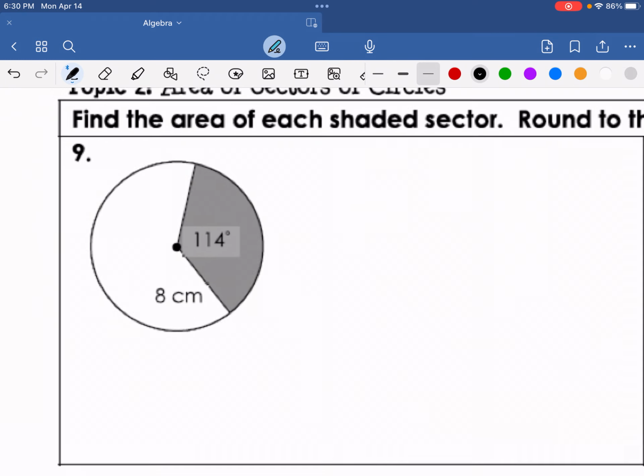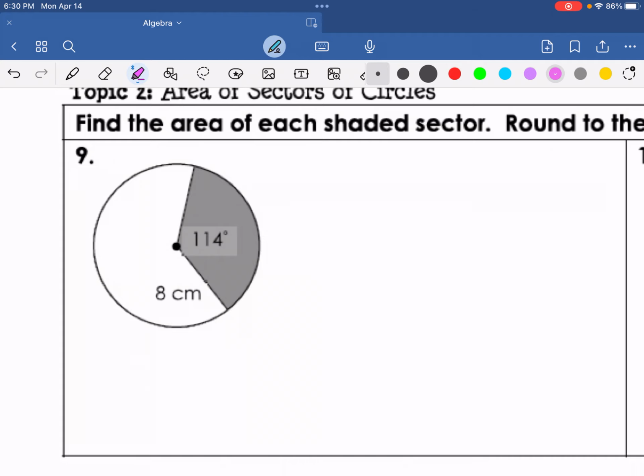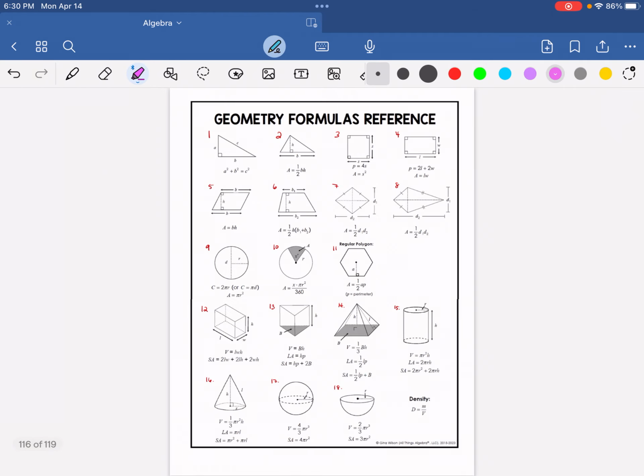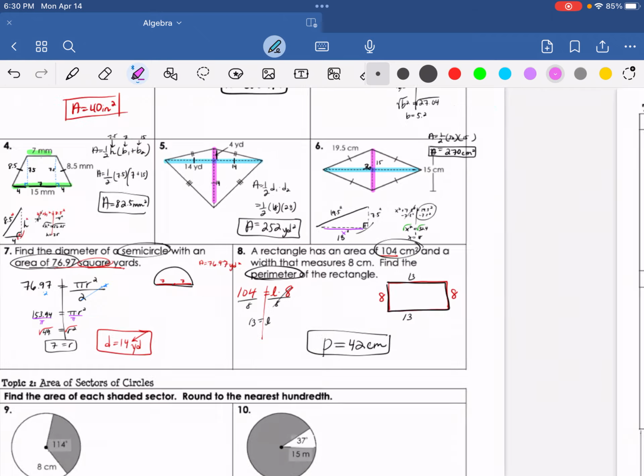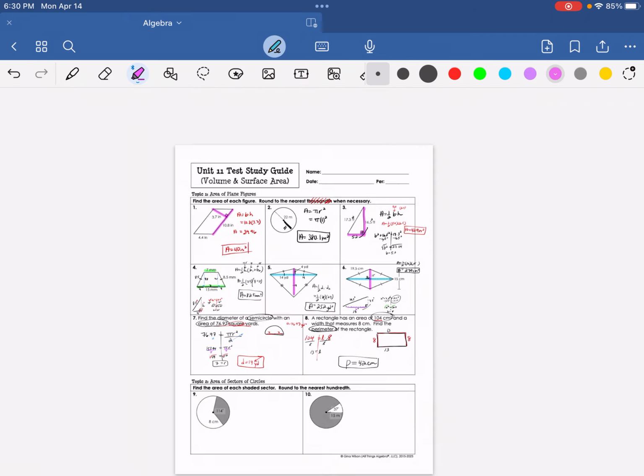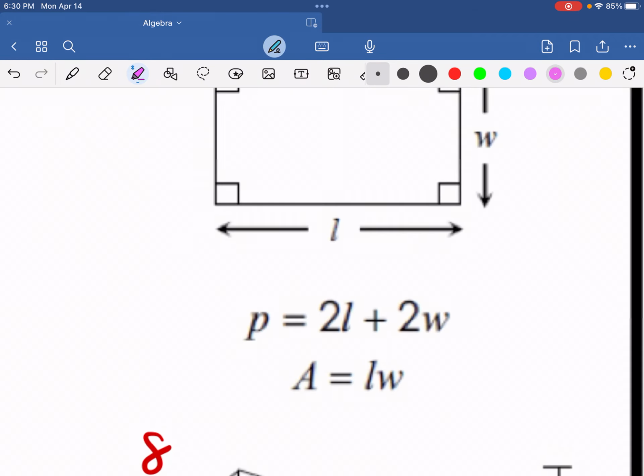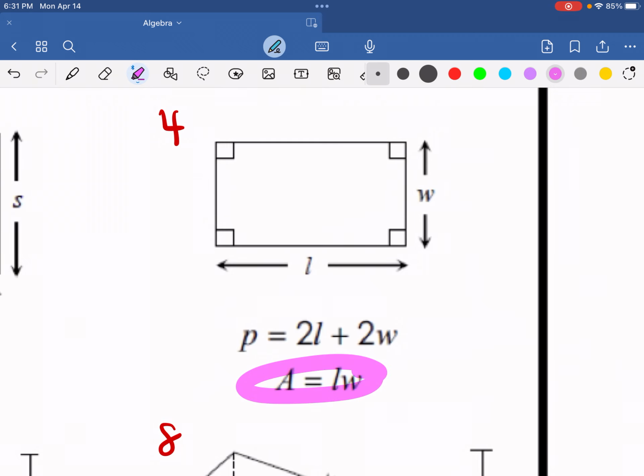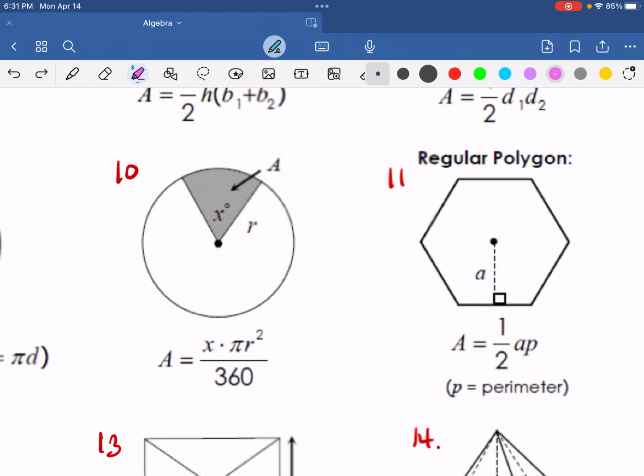Okay, find the area of the shaded region. So that means you need to know, if you go back to your reference sheet, sorry, this one, guys, you were supposed to use the formula for a rectangle. So you were supposed to use these. You could have used area, and then you could have even used perimeter if you wanted to. All right, anyways, we're on a sector now.